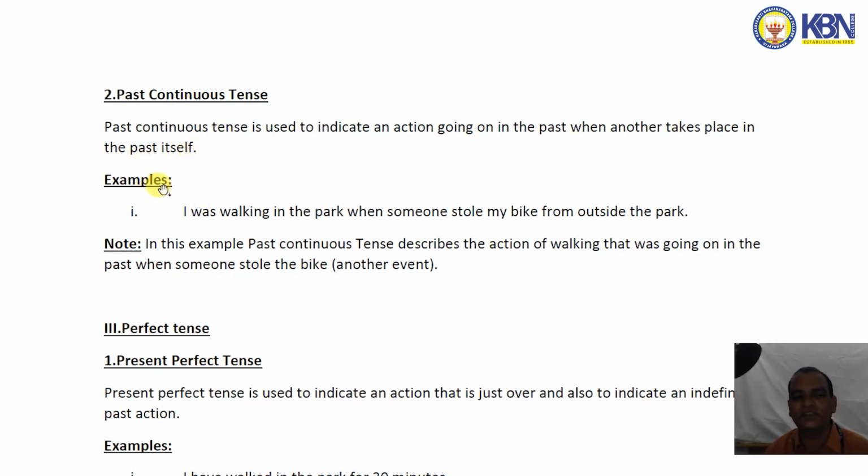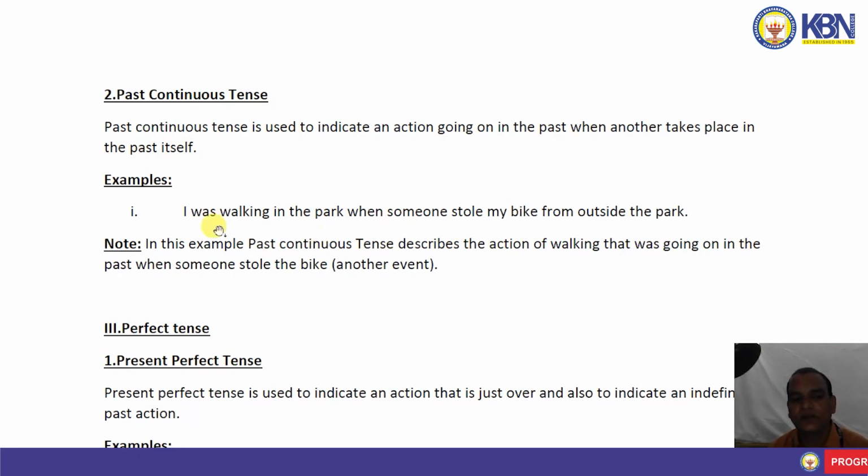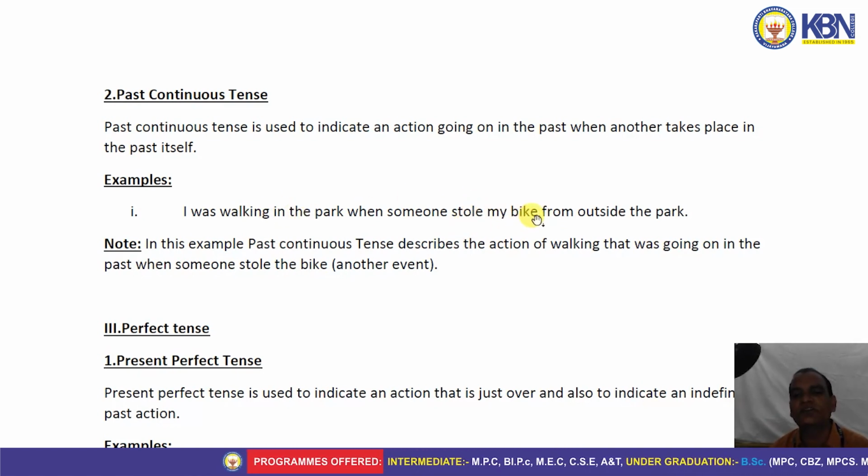Then let us see the example. I was walking in the park when someone stole my bike from outside of the park. Here I am saying that an activity, that is, I was walking in the park. At the same time my bike was stolen from outside of the park.